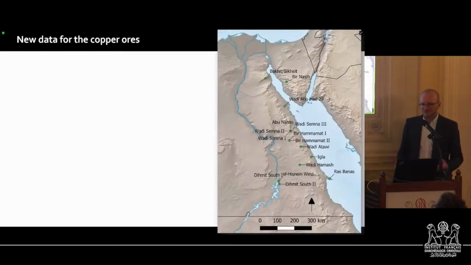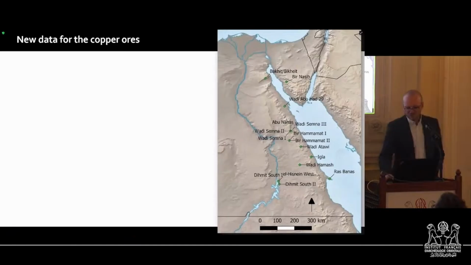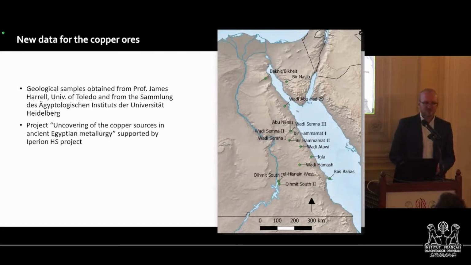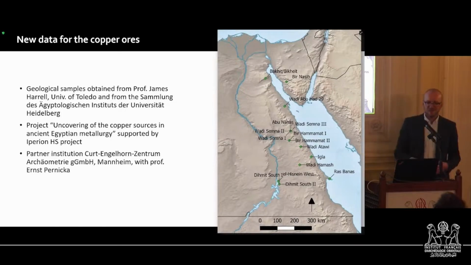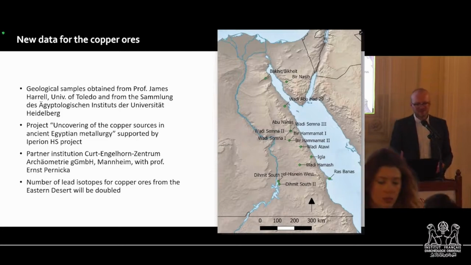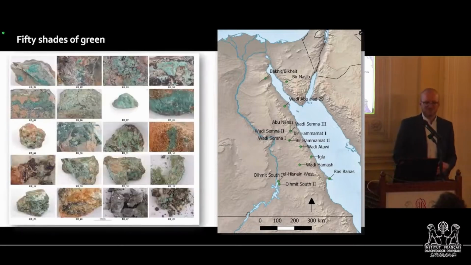We have tried to do something about it, so we obtained some samples from Jim Harrell from the University of Toledo, and also from the collection in Heidelberg from Dina Faltings. Recently, we had a small project funded by the European Union, which was analyzing this material. The partner institution was Mannheim with Professor Pernicka. We will try to increase the number of analyzed samples. So here I can show you some 50 shades of green, different copper ores from different sites.